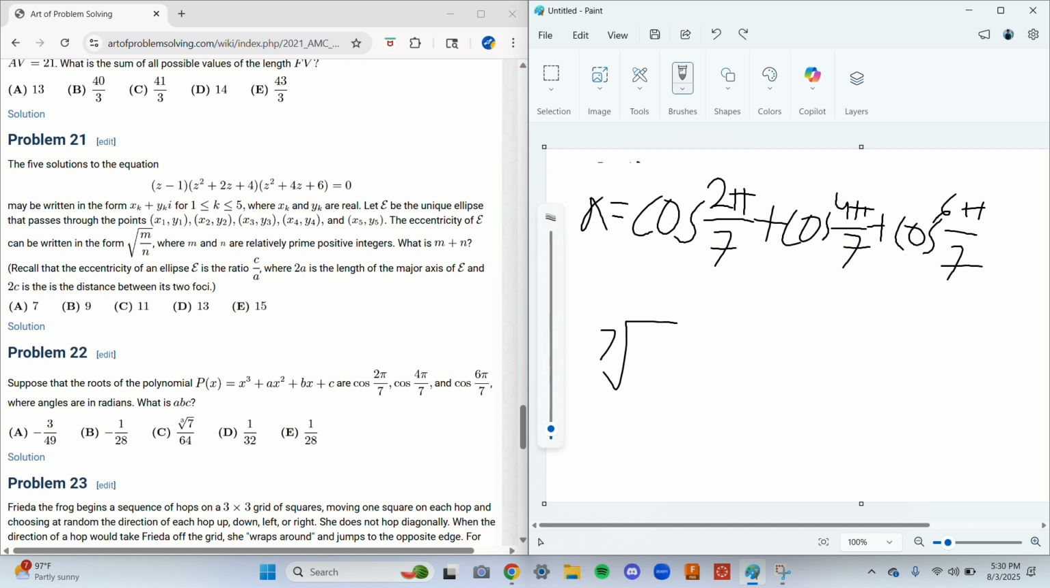So how are we going to find them? Euler's formula allows us to find those roots, right? Which is r e to the power of i theta is equal to r cosine theta plus i sine theta.